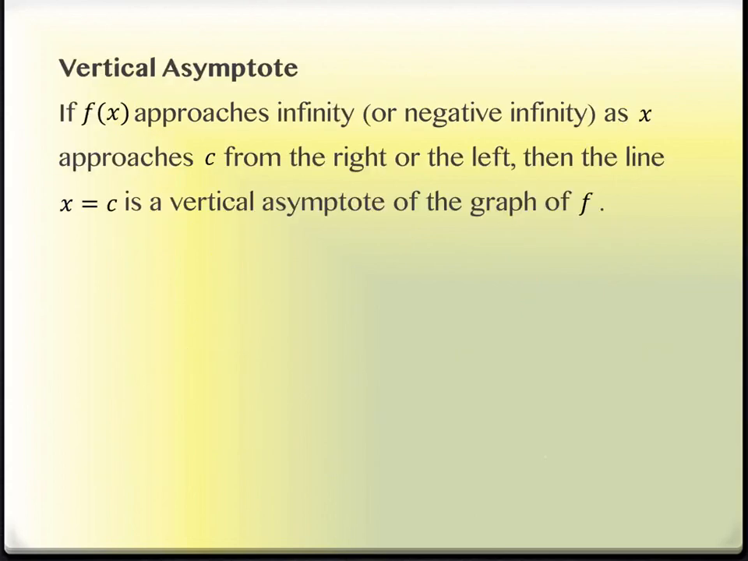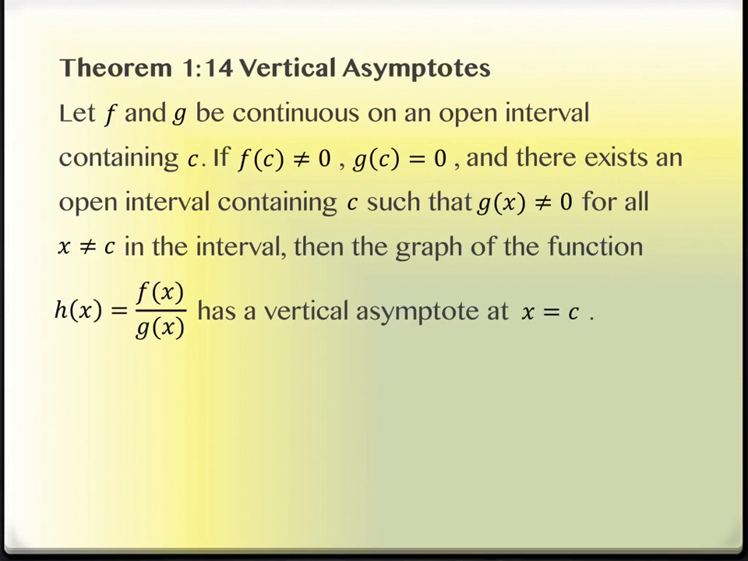Now, vertical asymptotes have some features that we're going to look at. We're going to consider letting f and g be continuous functions on an open interval containing c, and f of c not equal to 0. g of c does equal 0. Then there exists an open interval containing c such that g of x does not equal 0 for all x not equal to c in the interval. Then the graph of the function h of x equals f of x over g of x has a vertical asymptote at x equals c.